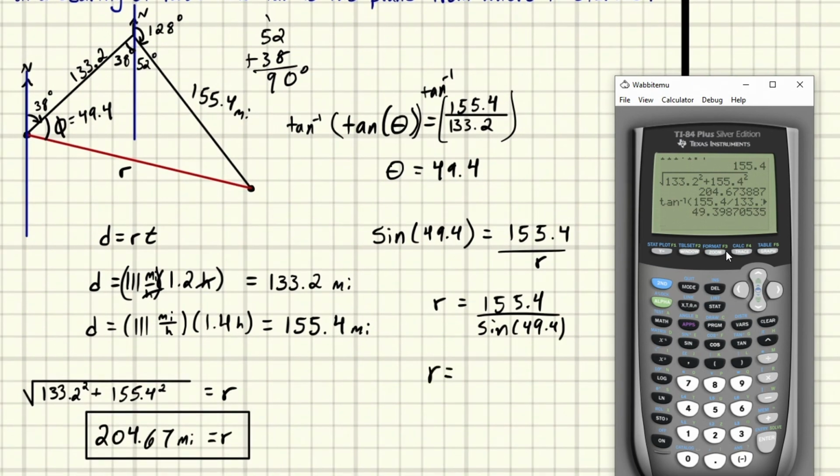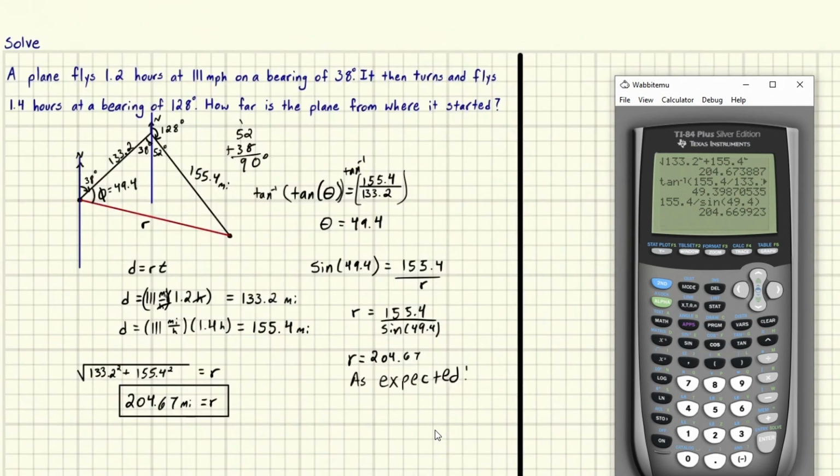So now we would expect r to be what we have down here. If it's different, that's evidence of a mistake somewhere. So let's go ahead and do this: 155.4 divided by sine of 49.4. And we get 204.67 if we round it. And so we get the same thing. We could write the glorious "as expected" next to it. And there you go. You can walk away from this problem extremely confident that this is the correct answer, and you've got yourself the distance that the plane went.